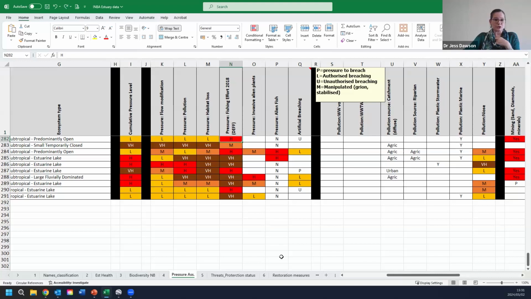Fishing pressure. So there's one that's very high. So perhaps a local community is not using the water so much or polluting the water so much, but they are fishing and so exerting a high fishing pressure. It says there are no alien species of fish reported in the estuary. There's sort of unauthorized breaching.